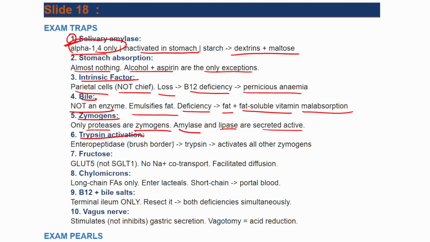Pepsin activation follows a strict sequence where enteropeptidase on the brush border cleaves Pepsinogen to produce active trypsin, which then systematically activates all other Zymogens in the lumen.